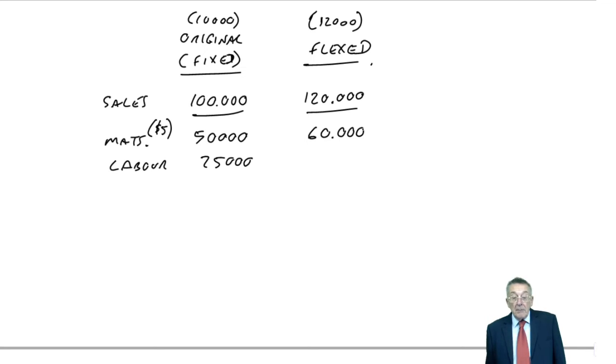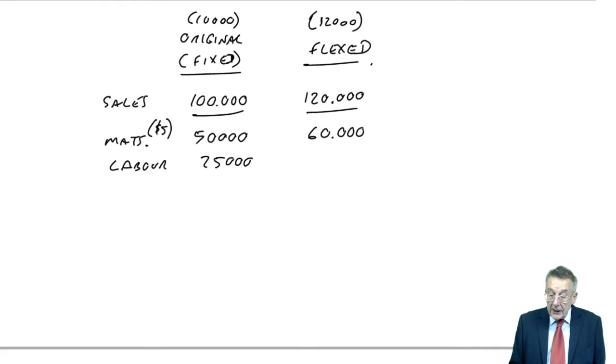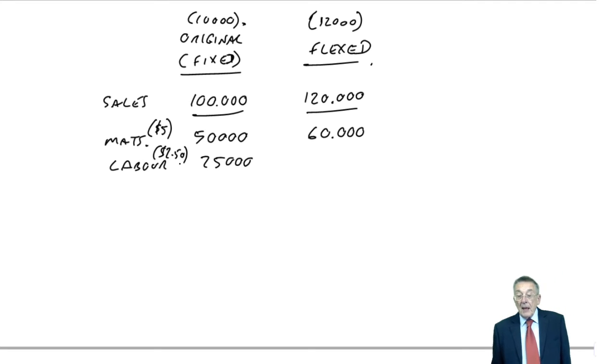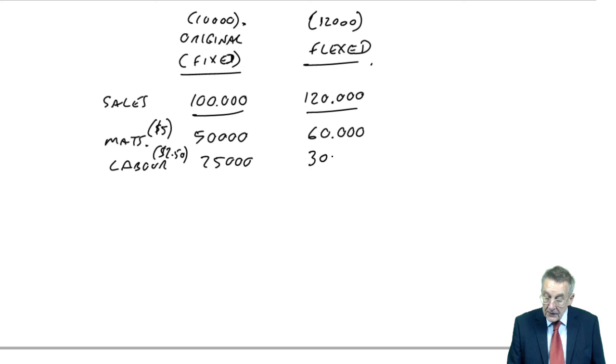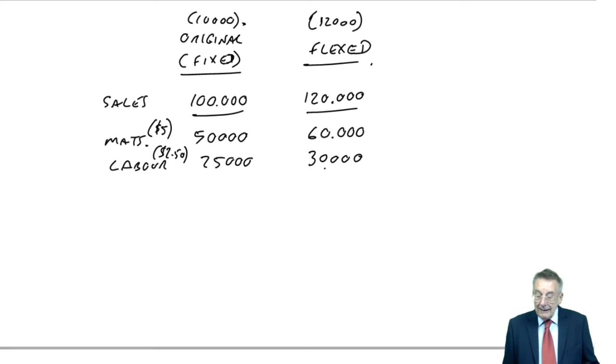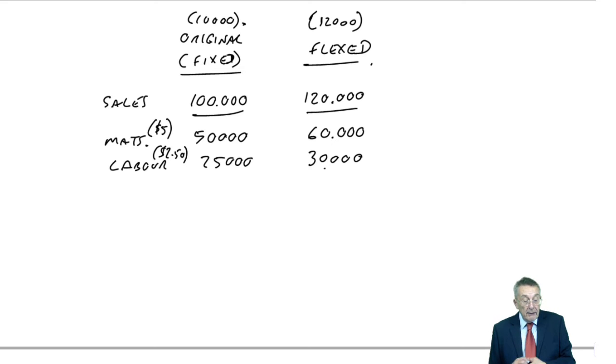Similar sort of way labour. We were budgeting originally 25,000 for 10,000 units, which is 2.50 a unit. The actual activity for production of 12,000 units at 2.50, be higher. Ooh, is it 30,000? 12,000 times 2.50, yes, is 30,000. Well, you can finish off the flex, but you see it also wanted to know the variances.